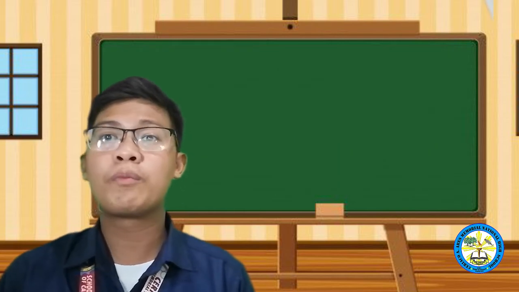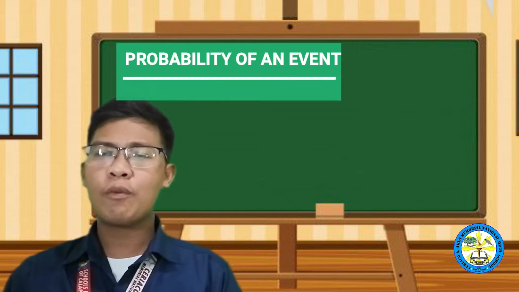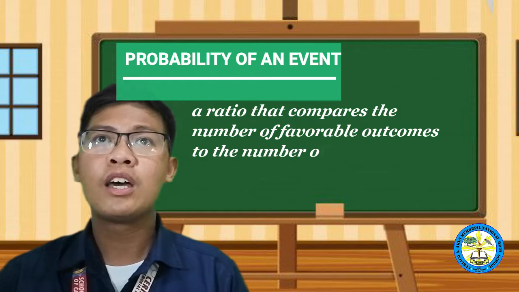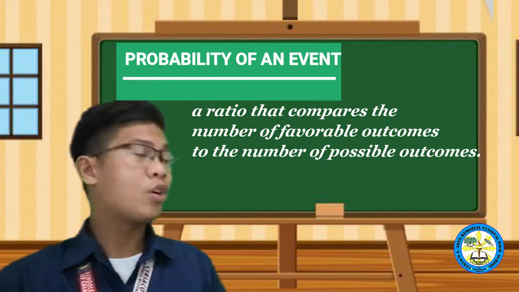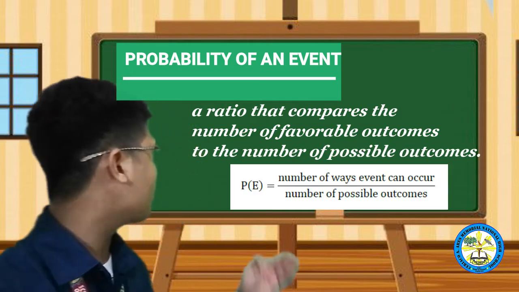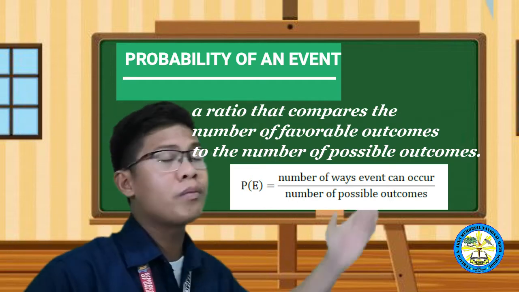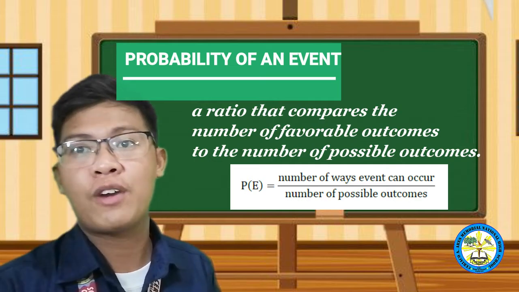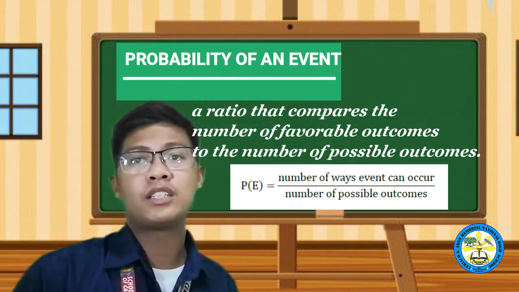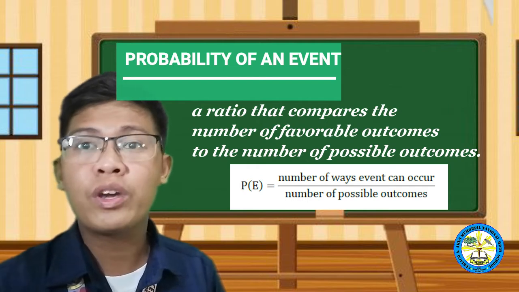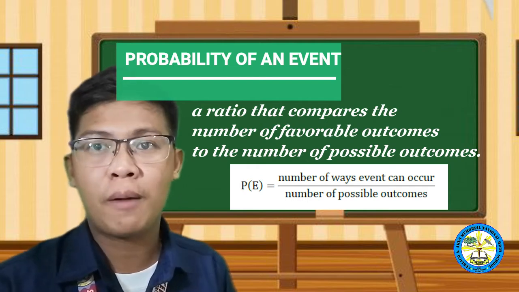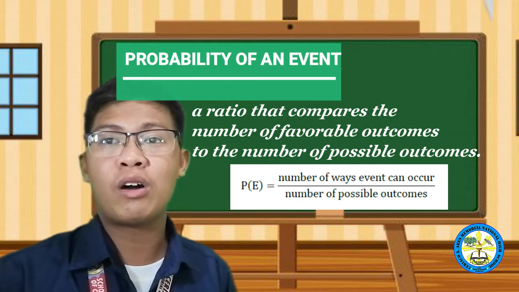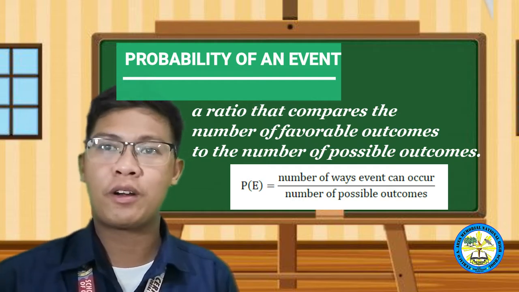Another term is the probability of an event. The probability of an event is a ratio that compares the number of favorable outcomes to the number of possible outcomes. Using a formula, P(E) is equal to the number of ways that an event may occur over the number of possible outcomes. The numerator is the specific outcome that may occur in a given experiment, over the total number of possible outcomes that may occur in our given experiment.